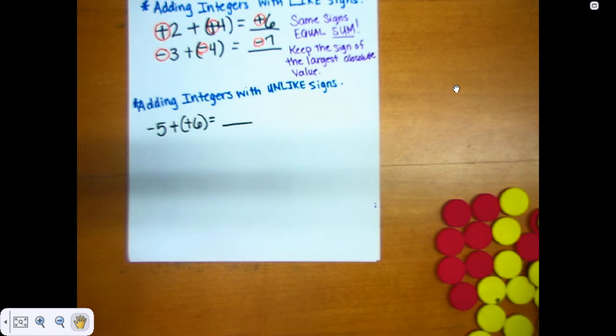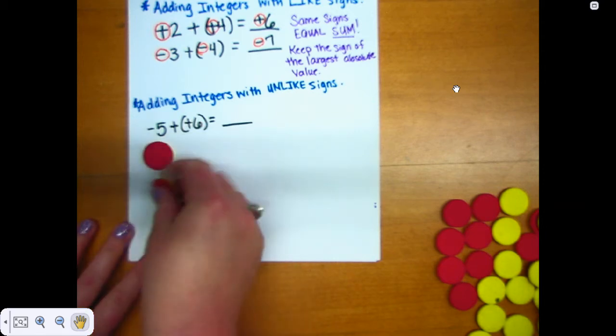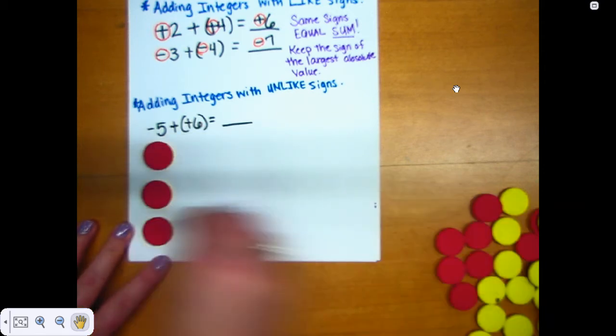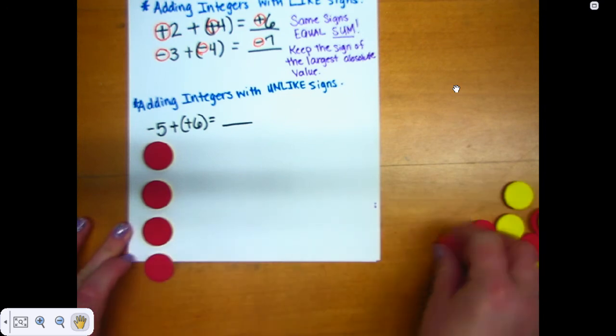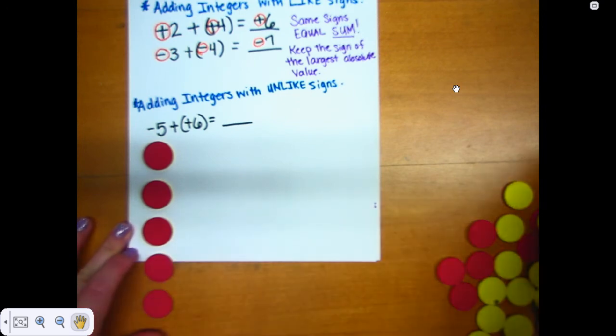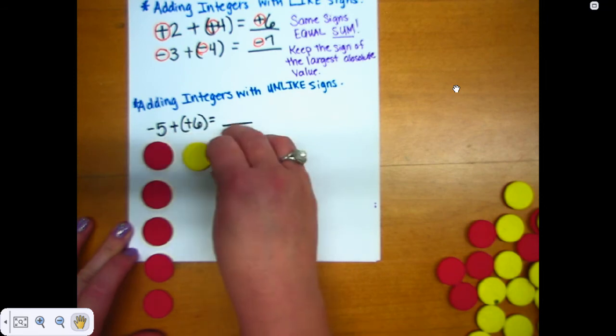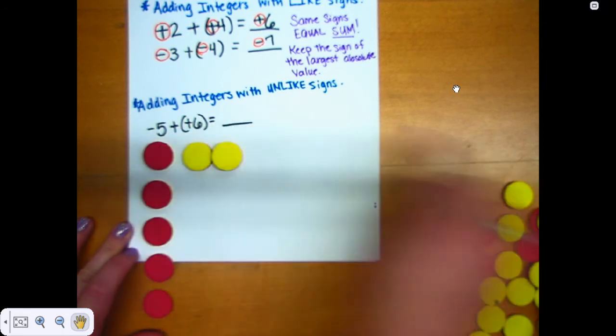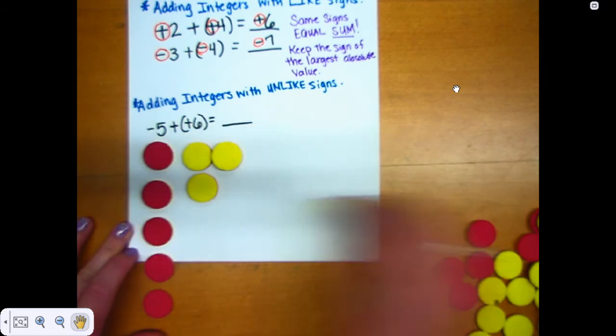Amanda? 5 reds. 5 reds and 6 yellows, because it says add 6 yellows.